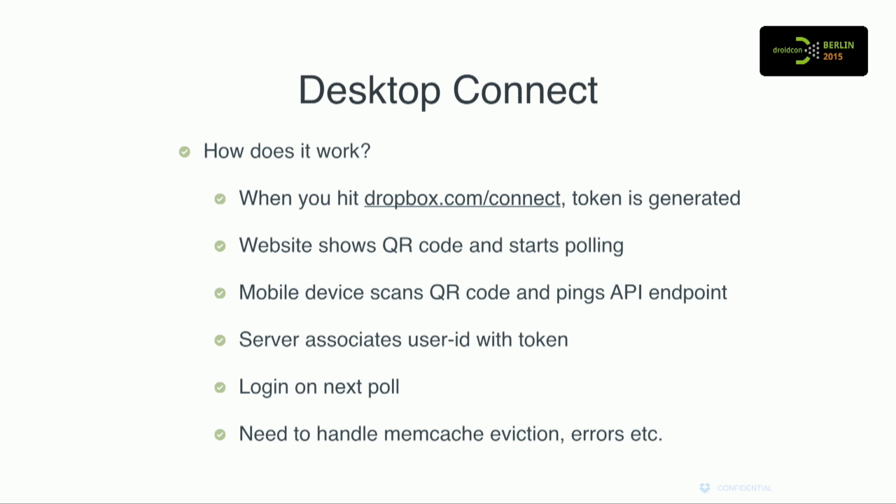And of course, it seems simple at a high level, but you need to handle all kinds of edge cases, like the token being evicted out of memcache because there was memory pressure, or because the user sat on that Dropbox.com/connect page for too long. You can have connection errors. On some Android devices, QR codes don't scan correctly. So all kinds of issues.